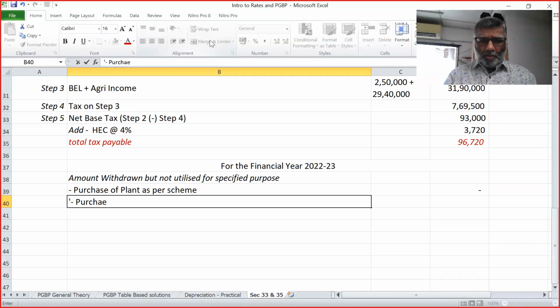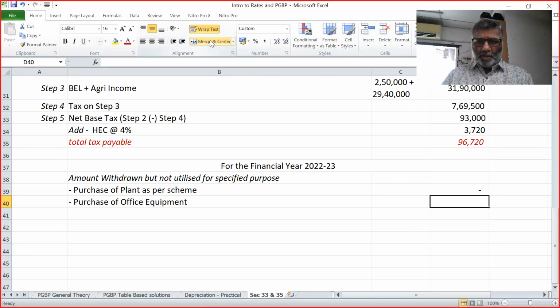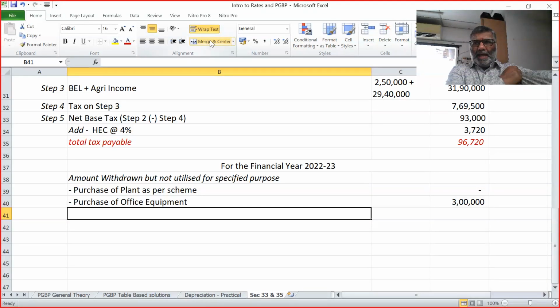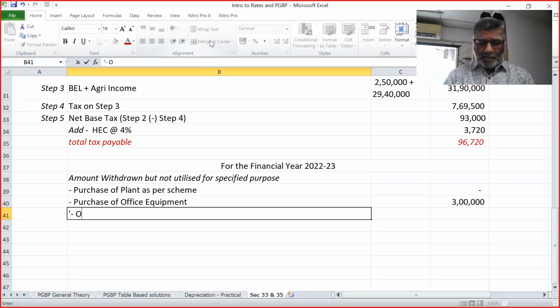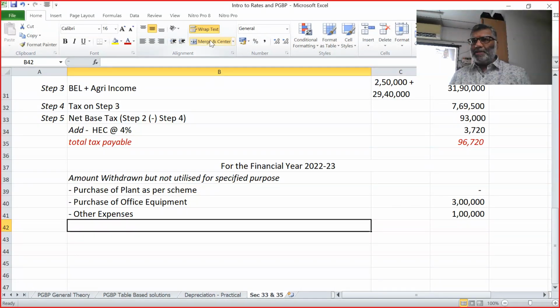Purchase of office equipment, 3 lakhs. Other expenses, 1 lakh. These two become taxable.